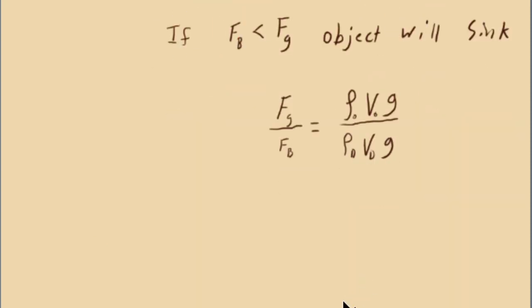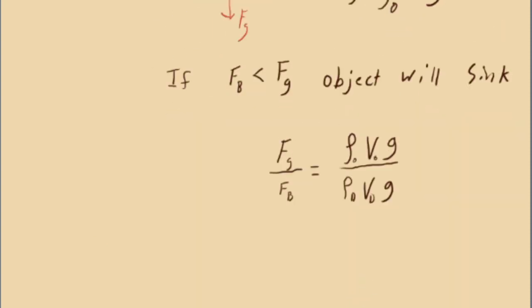All right, so if we take the ratio of these two forces, we know that if gravity is greater than our buoyant force, our ratio will be greater than 1. So if this ratio is greater than 1, our object will sink. And if it's less than 1, our buoyant force is bigger than our force of gravity, so we know our object will float. That is why I set it up in this ratio.